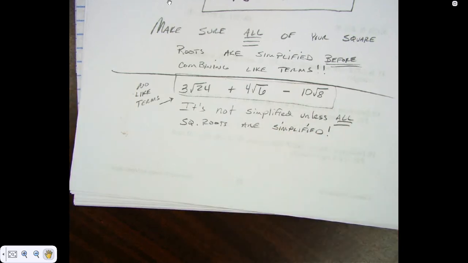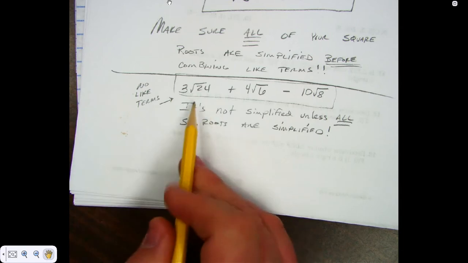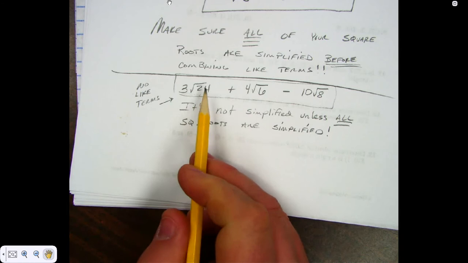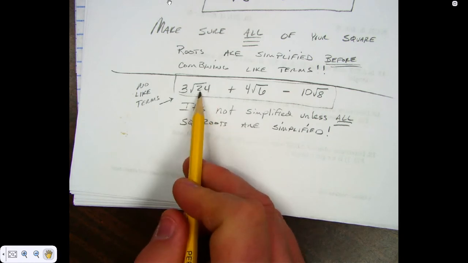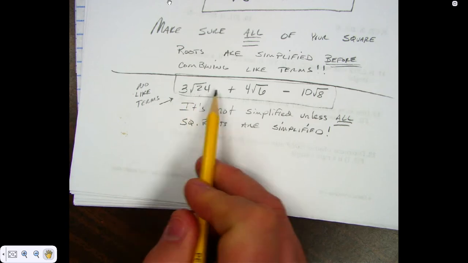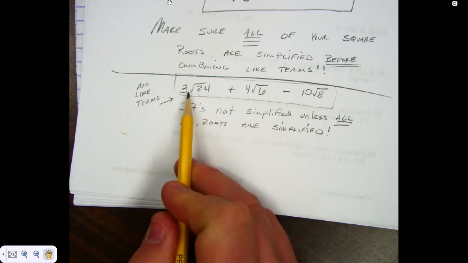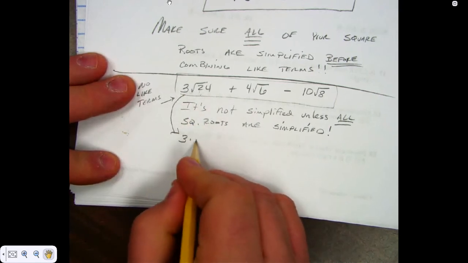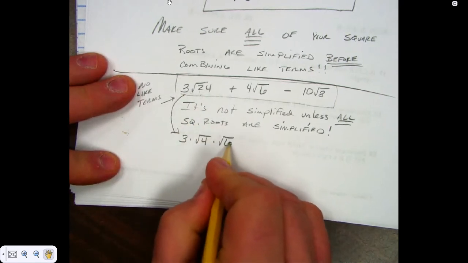Are all my square roots simplified here? Hopefully from doing 2 weeks of this, we're at the point where we can tell whether a square root's simplified or not. What's the largest perfect square that's a factor of 24? Is it 1? Well, the square roots below 24 are what? 16, 9, and 4, right? Will any of those go into this evenly? 16 won't, 9 won't, but 4 will. So this has to be simplified into 3 times square root of 4 times square root of 6.